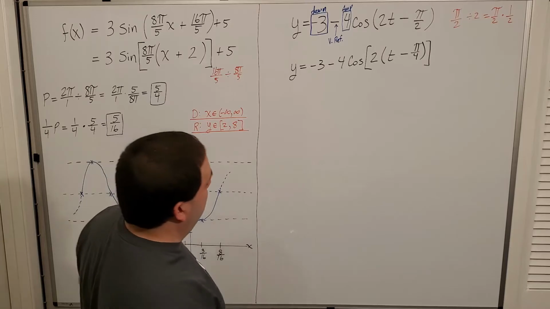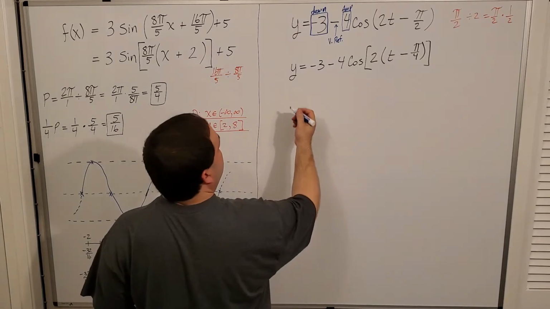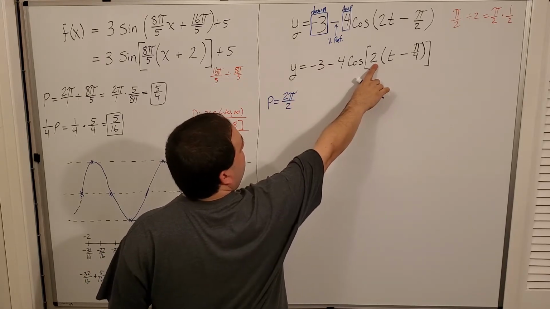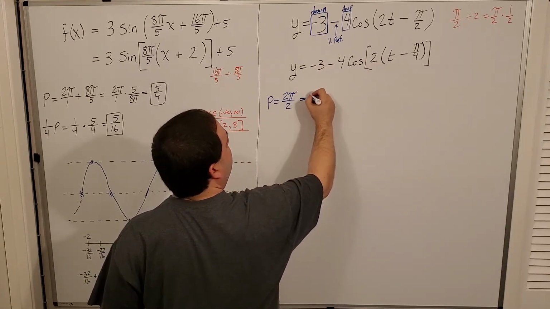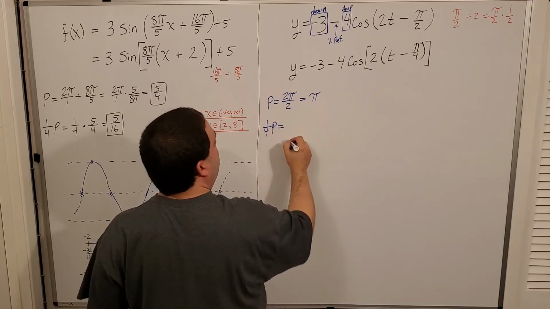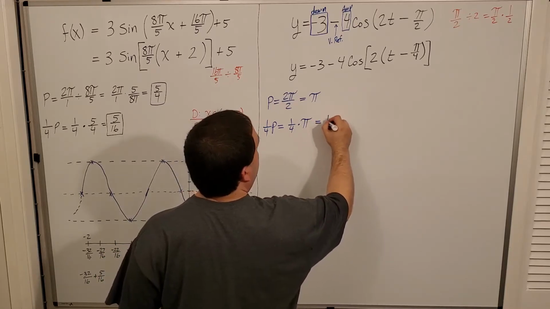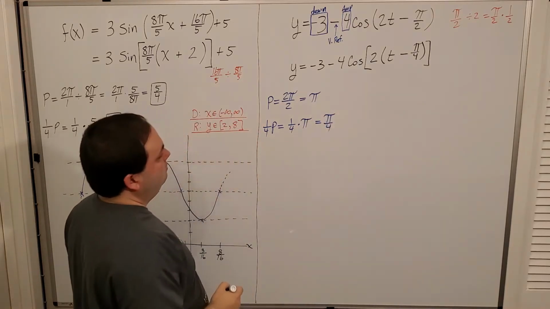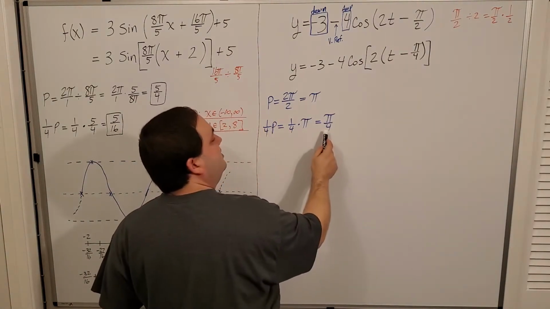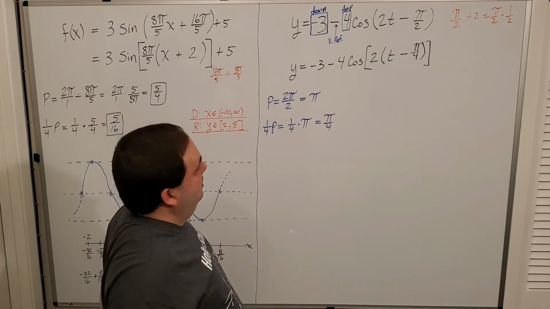Now I'm ready. Okay, let's calculate the period of this function. So the period is 2 pi divided by 2, which is just pi. Okay, so then my quarter period is 1/4 times pi, which happens to be pi over 4. Hey, that's nice, right? The shift this time ended up being the same as the quarter period. And that happens sometimes. Sometimes it doesn't.